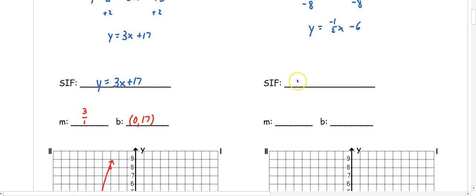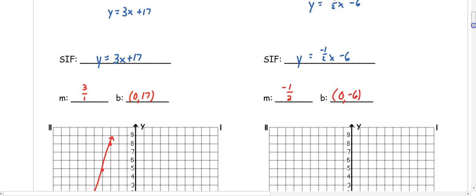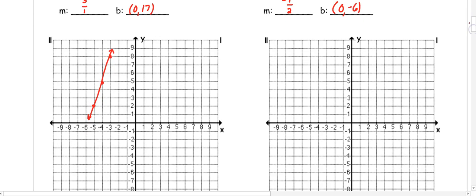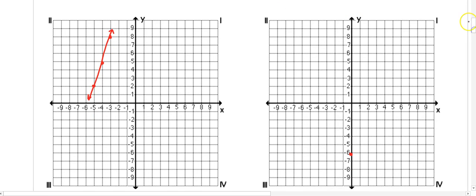So in slope-intercept form, my equation is y equals negative 1/2 x minus 6. So I have a slope of negative 1/2 and a y-intercept of 0, negative 6. So this time it's going to fit on the graph, so I'm going to go to 0, negative 6 and place my point. And then my slope was negative 1/2, so I'm going to go down 1 over 2, down 1 over 2, and then connect my line.